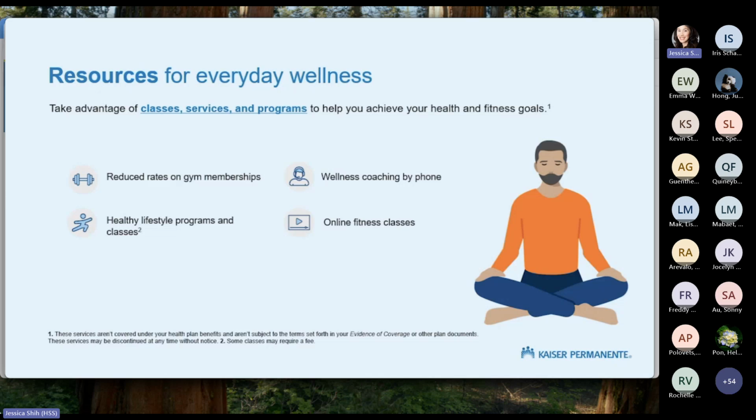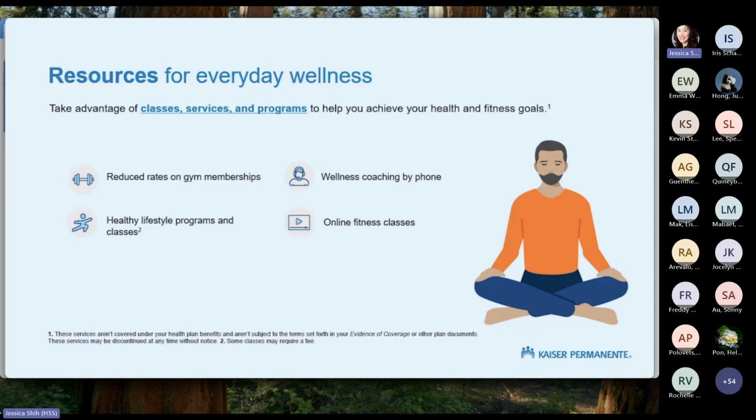Lastly, get one-on-one guidance and support from a dedicated wellness coach who can help you set goals, stick to them, and, most importantly, see results. And you can do it all from the comfort of home. Partnering with a wellness coach can help you manage your weight, reduce stress, quit tobacco, eat healthier, and increase activity.